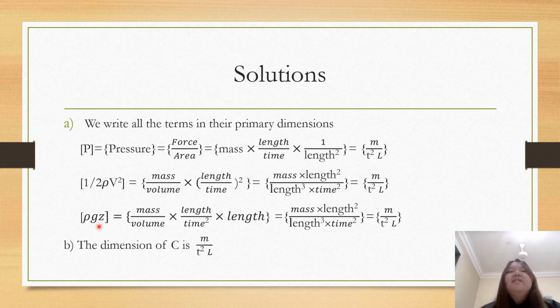And the last term is rho g h. So it's actually mass over volume times length over time squared times length. So we'll get the same dimension as both pressure and the second term also. So from here we can determine that the dimensions for all the terms are the same. So that's the dimension for the constant, which is m over t squared L.